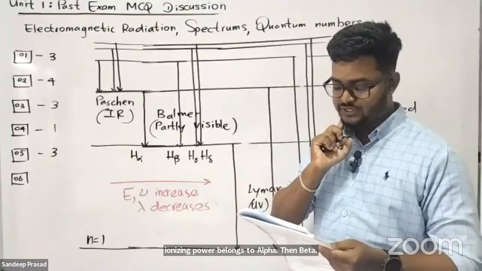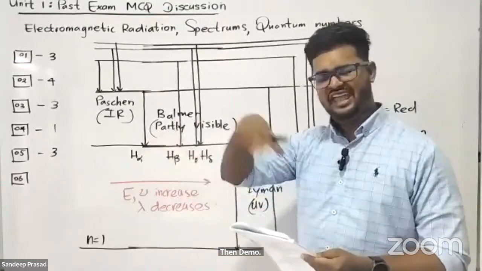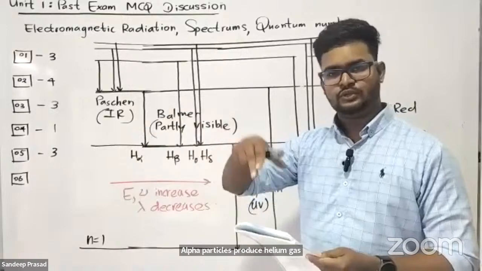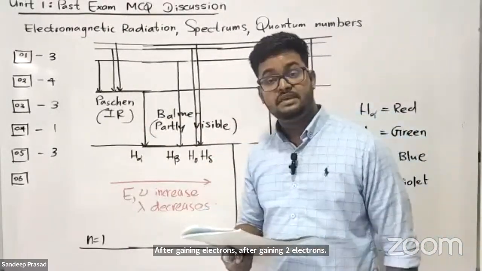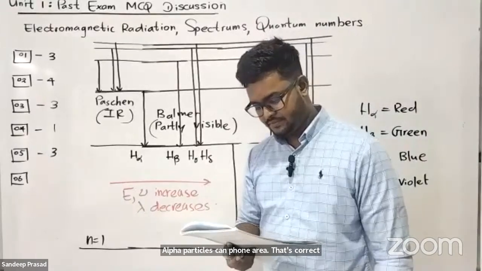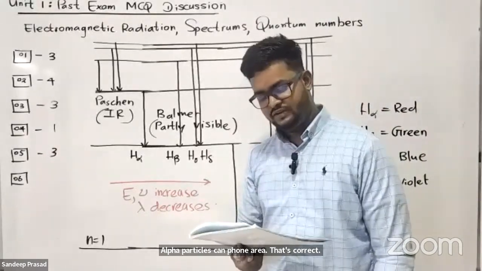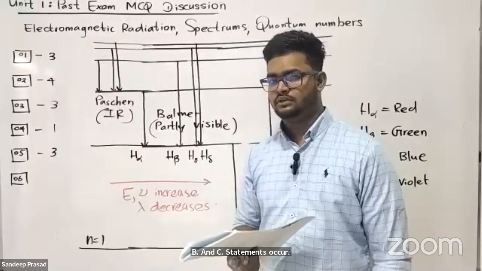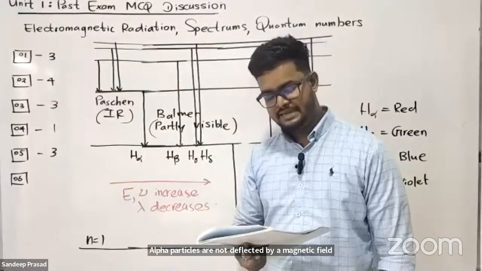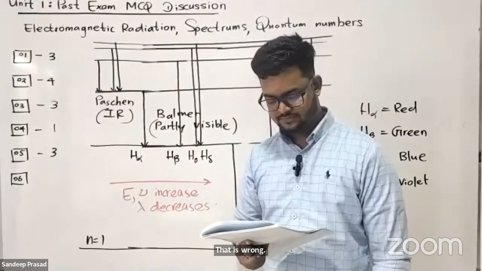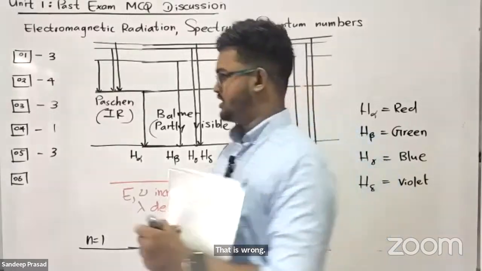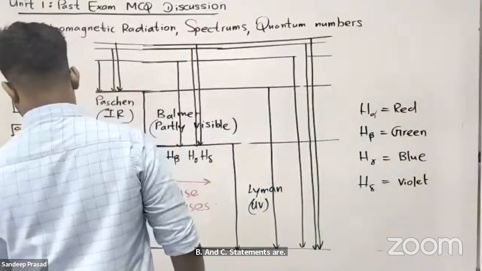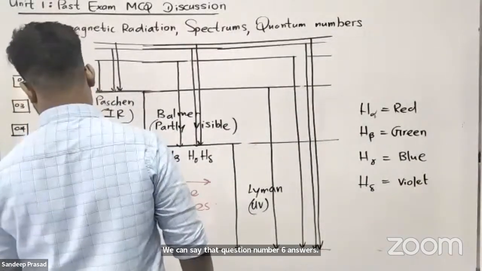Alpha particles produce helium gas. After gaining 2 electrons, alpha particles can form helium. That's correct. B and C statements are correct. Alpha particles are not deflected by a magnetic field. What do you think? That is wrong. B and C statements are correct. We can say that the answer for question number 6 is that B and C statements are correct.